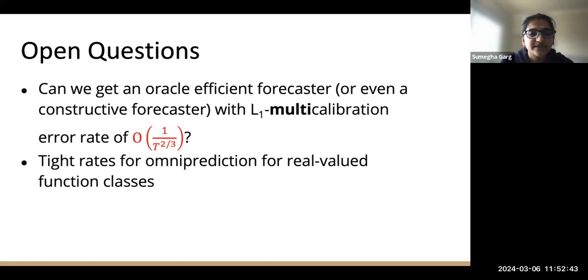And the second question is a bit unrelated to omniprediction. It's just about multi-calibration. In general, L1 multi-calibration is not very well studied, and it would be nice if we can get oracle efficient forecasters with L1 multi-calibration error rate of order 1 by T to the 2/3. So why is this 1 by T to the 2/3 coming in? For L1 calibration, the best error rate is 1 by T to the 2/3, and there is an efficient algorithm that achieves it, but it goes through L2 calibration. But for L1 multi-calibration, we don't even know how to achieve this in an efficient way.